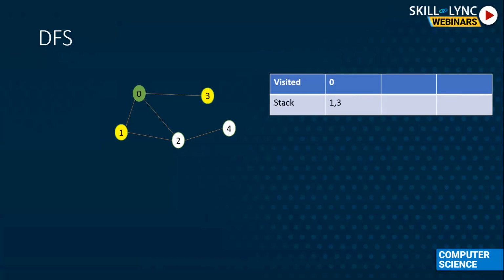Again, we'll pick another node. So here we'll pick the node 1 from the stack. We will then insert the neighbors first. So the neighbor of 1 is 2, which we will insert in the stack. And that's it. We will mark 1 as visited, insert the neighbors. Mark the node as visited, insert the neighbors. So this is what we need to do.